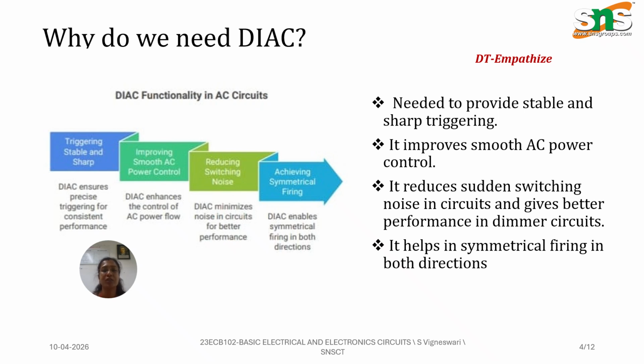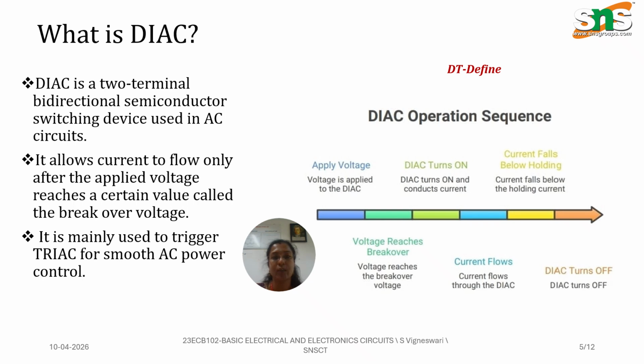It is a bidirectional device and it will conduct in both directions, and it is majorly used for triggering the TRIAC. TRIAC is also used in AC power supply for smoother delivery operation. Diac, in general, is an acronym for diode for alternating current.